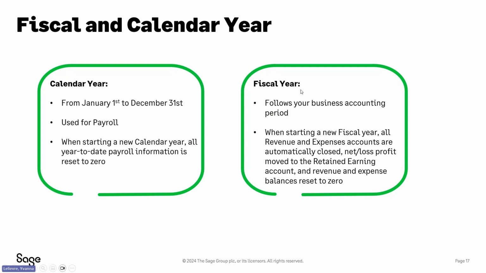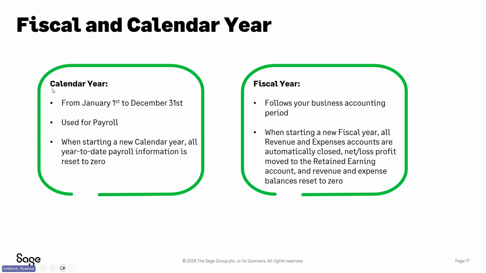The fiscal year is different. The fiscal year follows your business accounting period. It could be the same as the calendar year, or it could be completely different. What happens when you start a new fiscal year is all of the revenue and expense accounts are going to be closed to close the financial year. So all of the net profit or loss is going to be moved to the retained earnings account, and you're going to notice that all of your revenue and expense balances are going to be reset to 0.